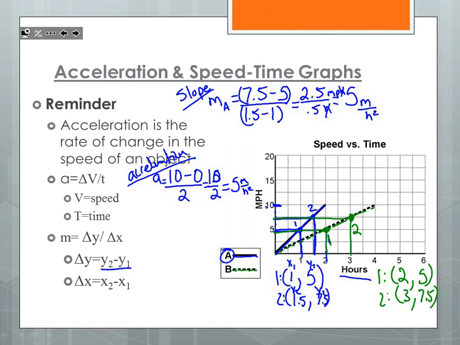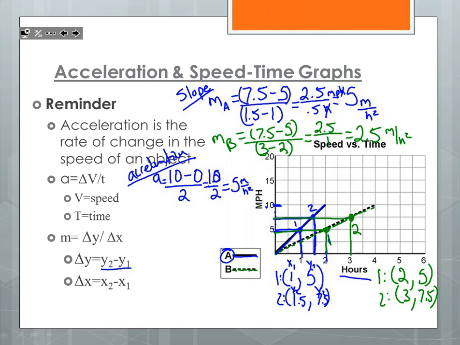So I can do the same thing I did up here. So if I say slope of b, I'm going to take my y sub 2, which is 7.5, subtract it by my y sub 1, which was 5, all over my x sub 2, which is 3, minus 2. So I have 2.5 in my numerator, 1 in my denominator, which equals 2.5 miles per hour squared.